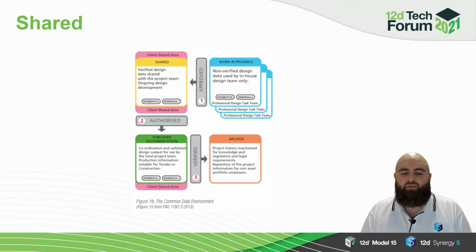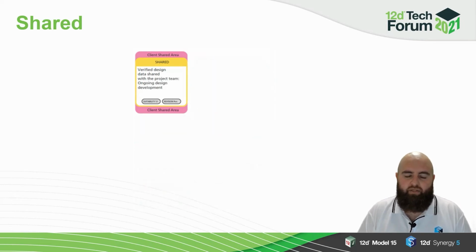Typically, next this information would go through some sort of approval process via a gate, and that gate would be assigned to someone who would review and approve. And the next state in the CDE which it would go to would be the shared environment. So the shared state is where other teams on the project and key stakeholders who need access to information can consume the latest approved shared information that they require.